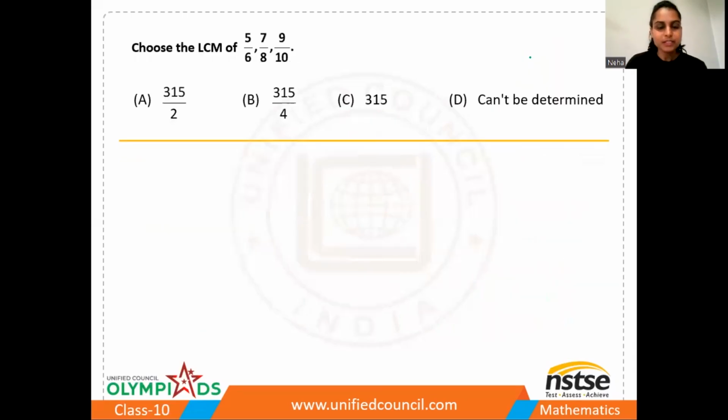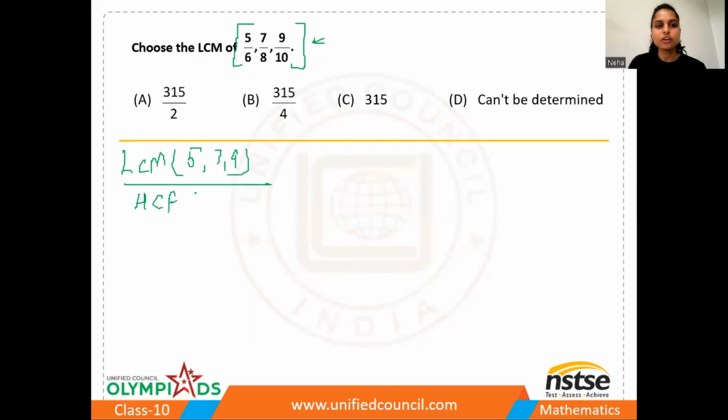Fine. Now the next question, my dear students, is quite easy. We have to find the LCM of 5 by 6, 7 by 8 and 9 by 10. Basically these three numbers are fractions and we have to find their LCM. In this case, we find the LCM of the numerators, that means 5, 7 and 9, and the HCF of the denominators, that is 6, 8 and 10. This is the process we follow whenever we find the LCM of fractions.